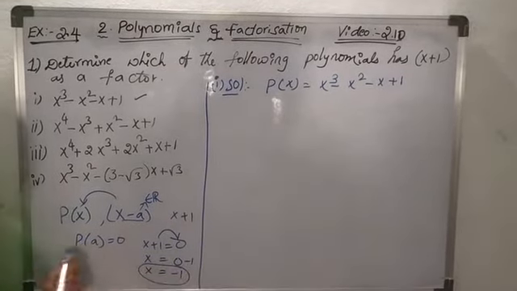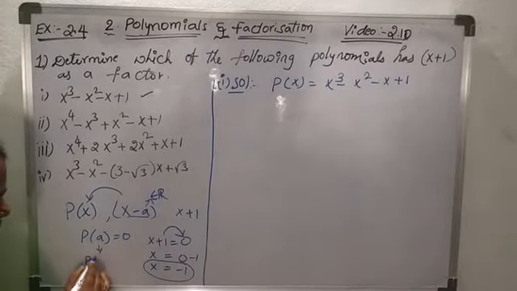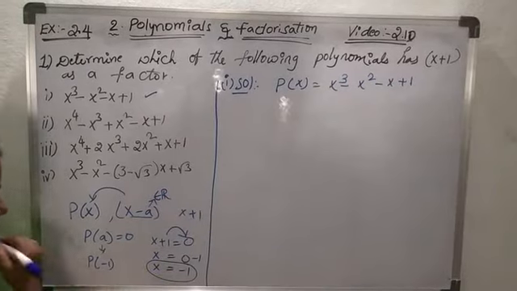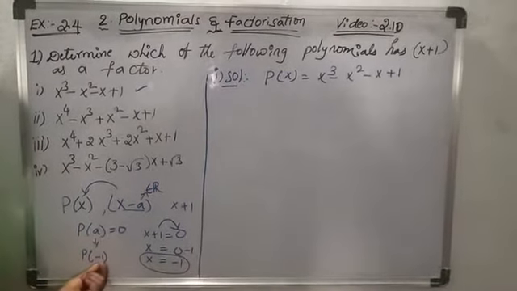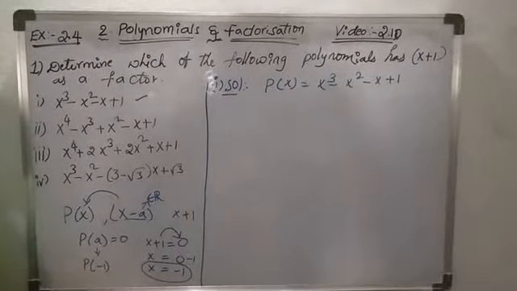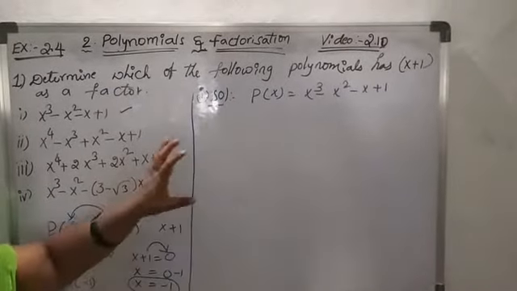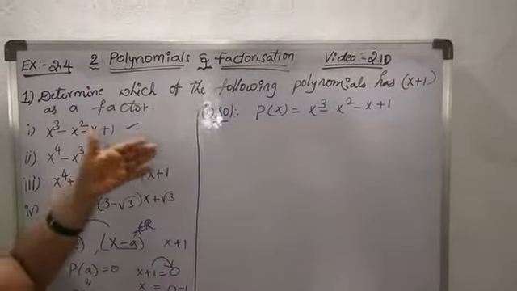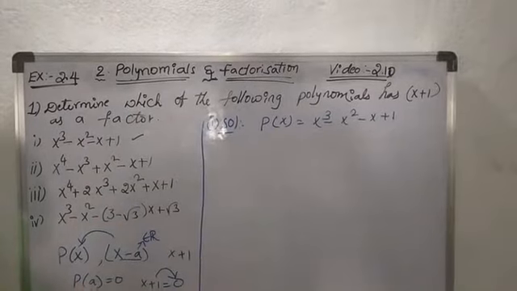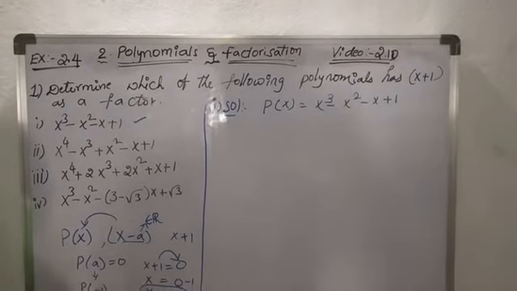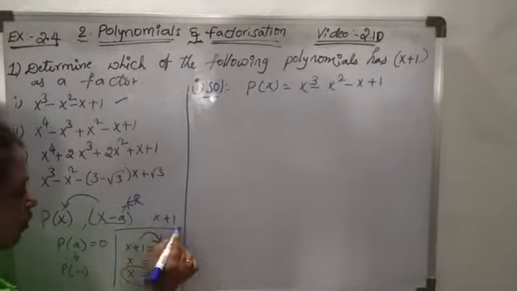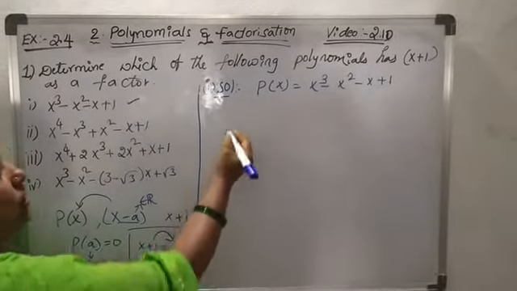So p of minus 1 means in the place of a we have to take minus 1. If we substitute x as minus 1 and we get remainder 0, then it is a factor of the given polynomial. Otherwise it is not a factor of the given polynomial. So like this we have to do this problem.